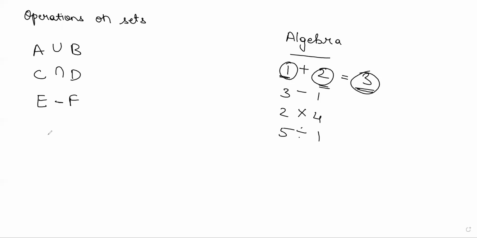What are these symbols? These symbols are operations on sets, just like addition, subtraction, multiplication, division in algebra. The first symbol is U. It looks like U. It's called union. The second symbol is an inverted U, which is intersection. This symbol is difference.